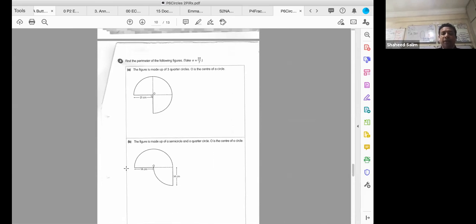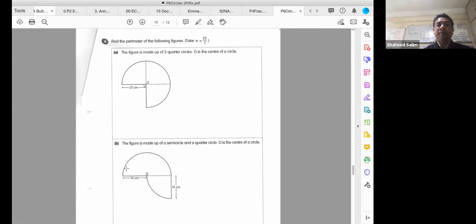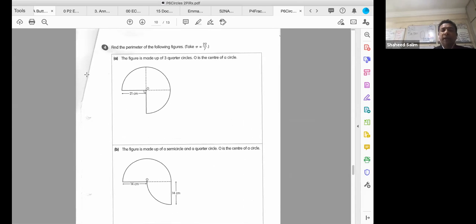You try these two. You can do it. Believe in yourself. You're supposed to find the perimeter, means the outside part. Okay, and go.